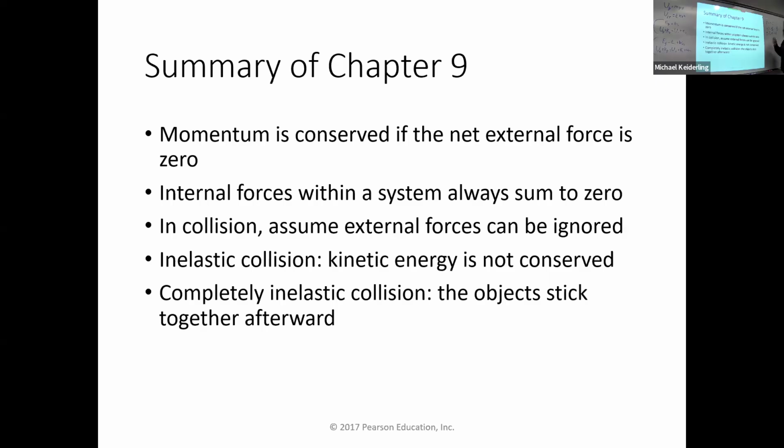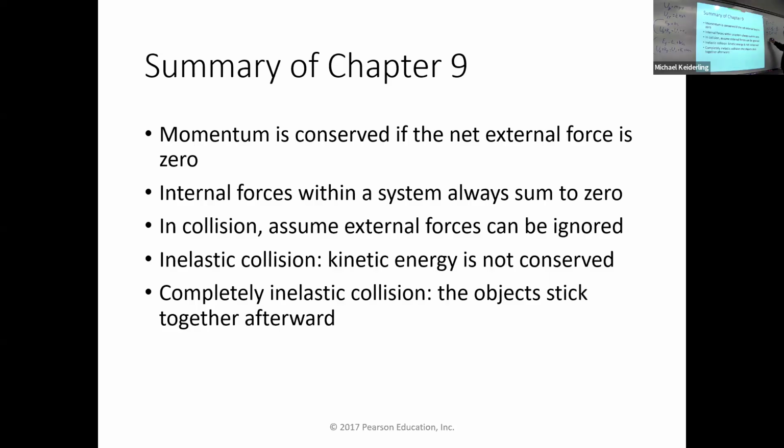If the net external force is 0, momentum is conserved. The internal forces within a system will always sum to 0. In a collision, we can assume external forces can be ignored. And an inelastic collision is one in which kinetic energy is not conserved. A completely inelastic collision is one in which the objects stick together afterwards.